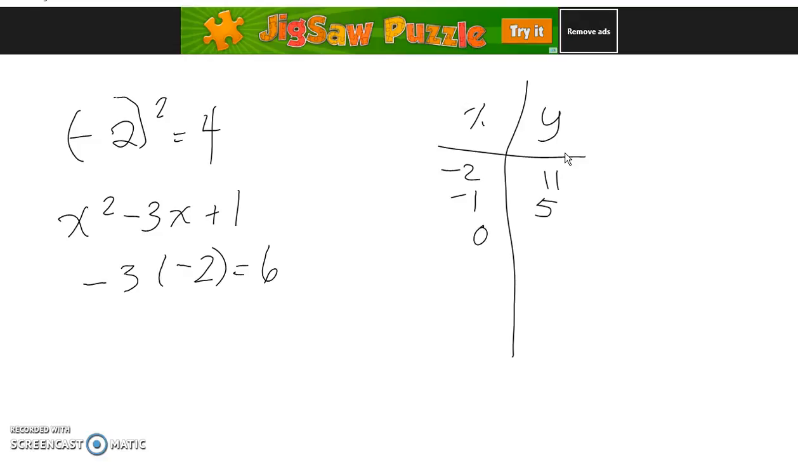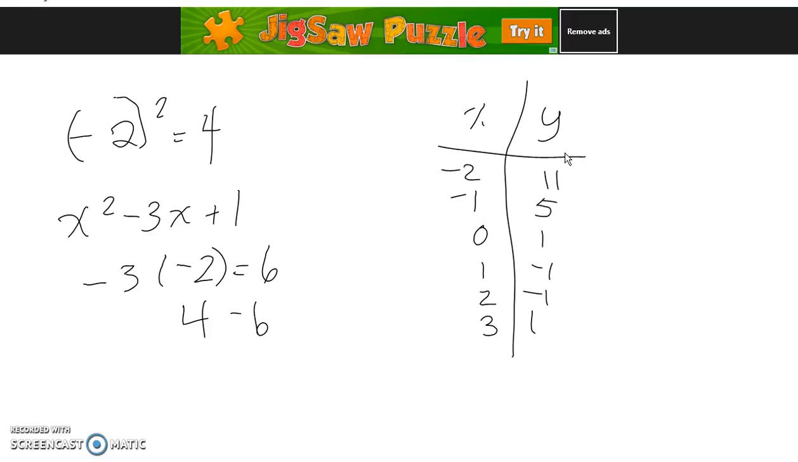0, we're going to have a plus 1. 1, we're going to have 1 squared minus 3. So 1 minus 3 gives us minus 2, plus 1 gives us minus 1. 2, we're going to have 4 minus 6 gives us a minus 2, plus 1 gives us minus 1 again. So this is where our graph turns, so in between 1 and 2 is going to be my vertex. Then we've got 3.